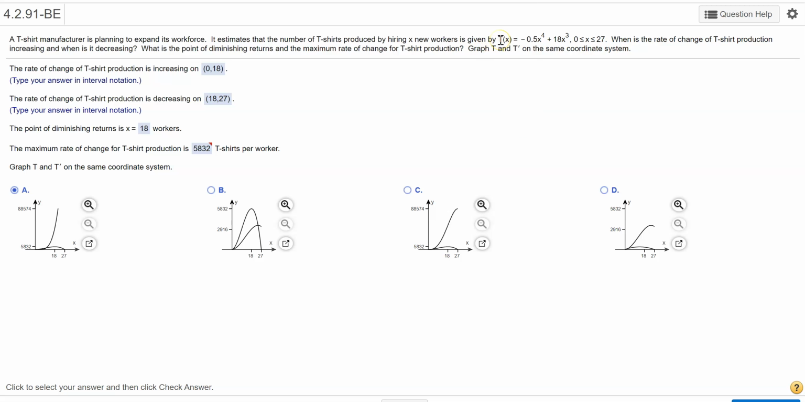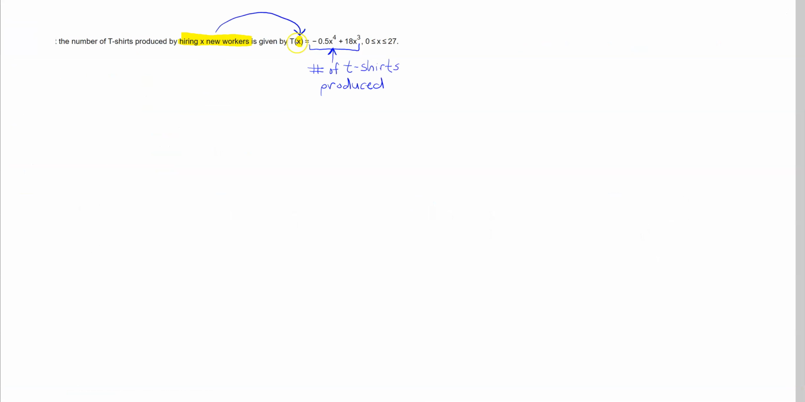Whenever you start any problem with a function, slow your brain down and ask, okay, what is the input and output of this function? So let's start there. We are told that x, our input, is the number of new workers they hire. And we're calculating the number of t-shirts that get produced when we hire x workers. And then our domain tells us they are willing to hire between 0 and 27 workers.